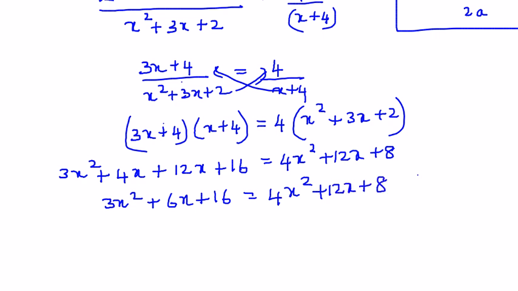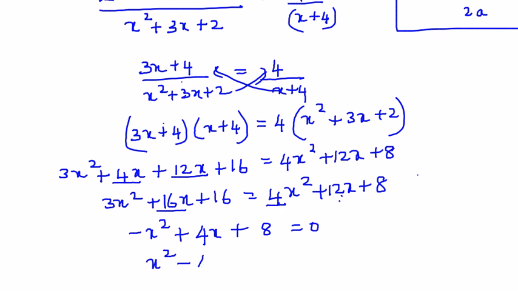So I'm going to bring all this to the other side. So 3x squared minus 4x squared is going to be minus x squared, plus 6x minus 12x is going to be minus 6x, and plus 16 minus 8 is going to be plus 8 is equal to 0. Sorry, I think we did a wrong calculation. Plus 4x plus 12x is plus 16x. So 16 minus 12 will be plus 4x. Okay, sorry. So I want to have it as plus x squared, so I'm changing the sign throughout, right?